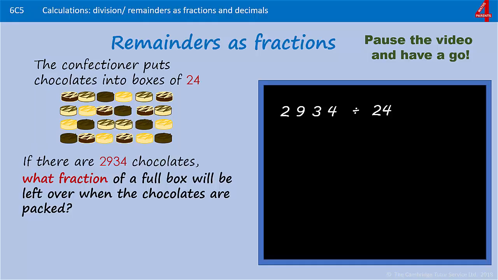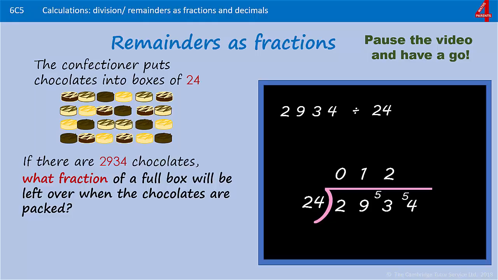2,934 divided by 24. 24 into 2 doesn't go, 24 into 29 goes once, remainder 5. 24 into 53 goes twice, remainder 5. 24 into 54 goes twice, and there is 6 left over. The answer to the calculation is 122, remainder 6.